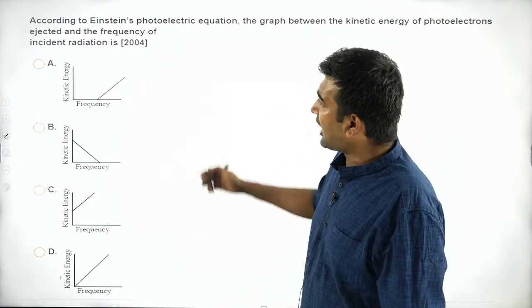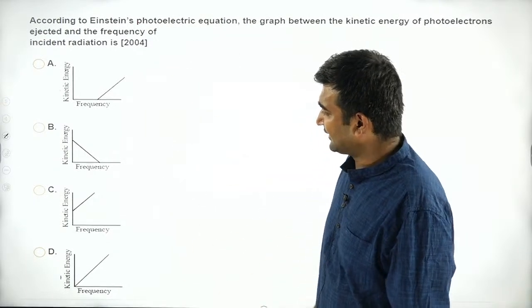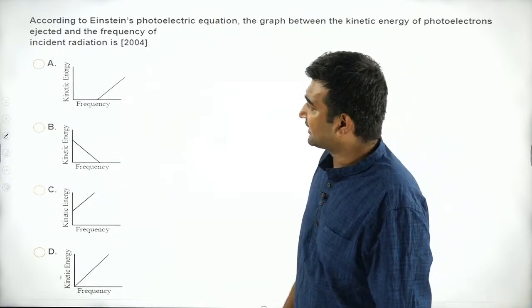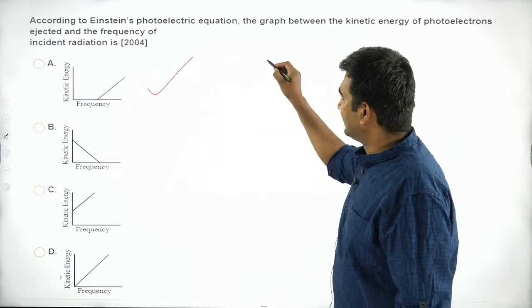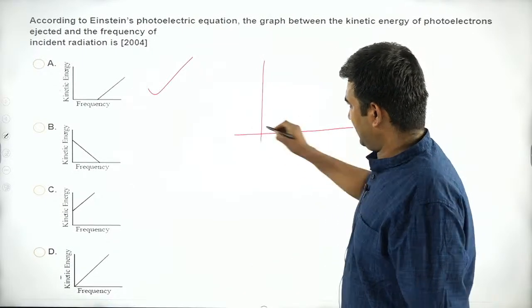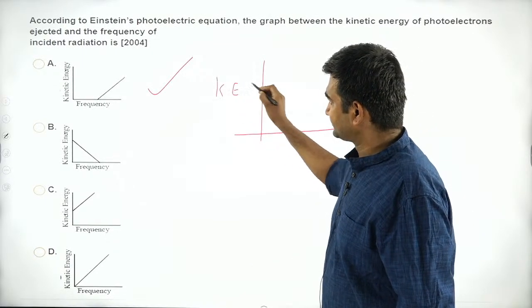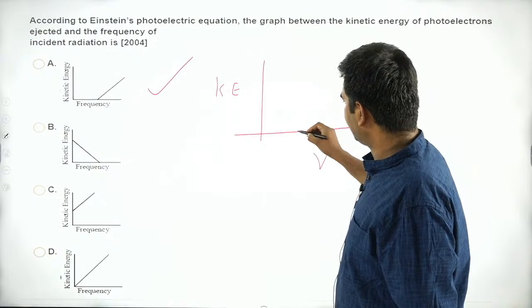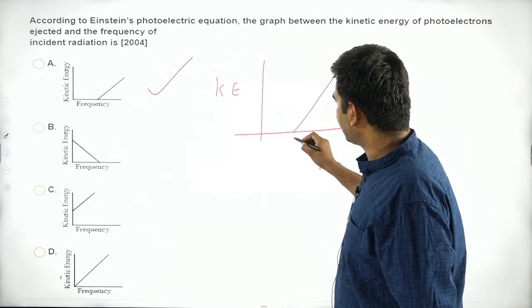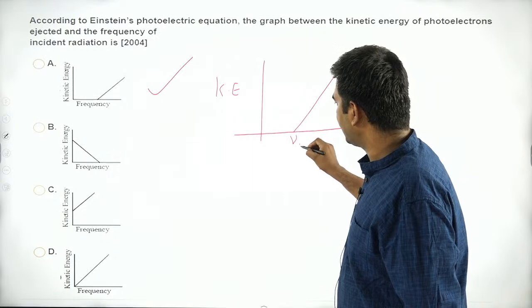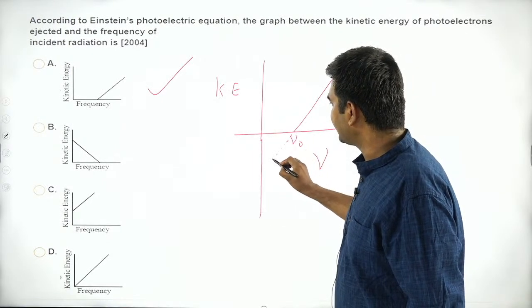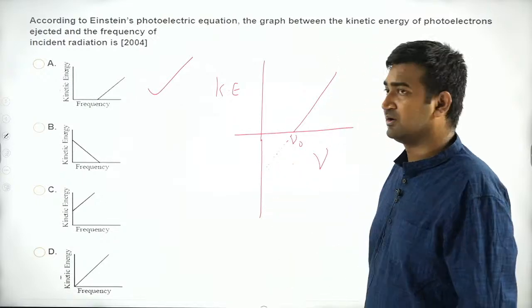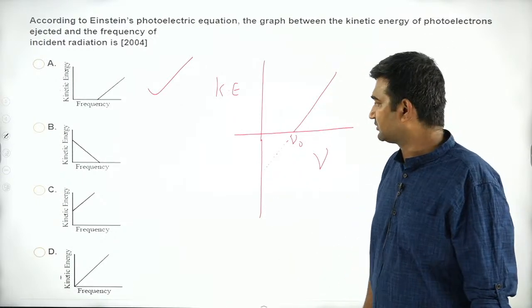Out of these, it is very simple. The correct answer is option number A. We have just seen that the KE versus frequency curve is of this nature, and what is this point? This point is your nu naught value, and if you extrapolate this, then this is going to give you the work function.